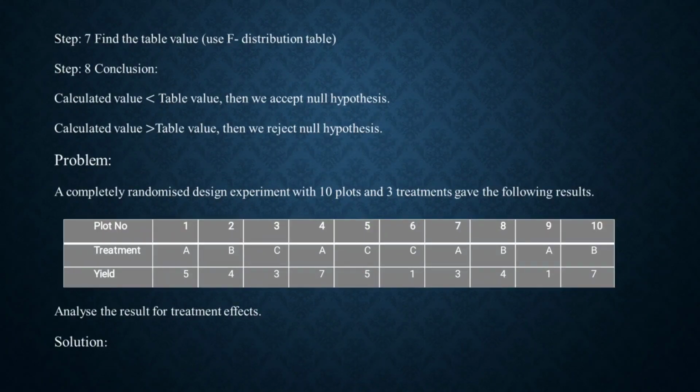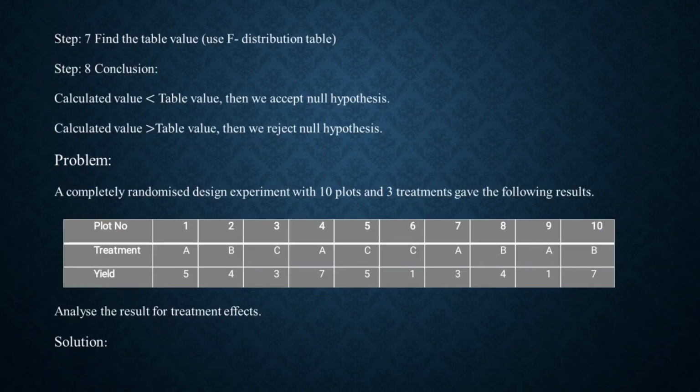Step 7 is to find the value using the F distribution table. Step 8, conclusion: we have to compare the calculated value and table value. If the calculated value is smaller than the table value, then we accept the null hypothesis. Suppose the calculated value is greater than the table value, then we reject the null hypothesis.